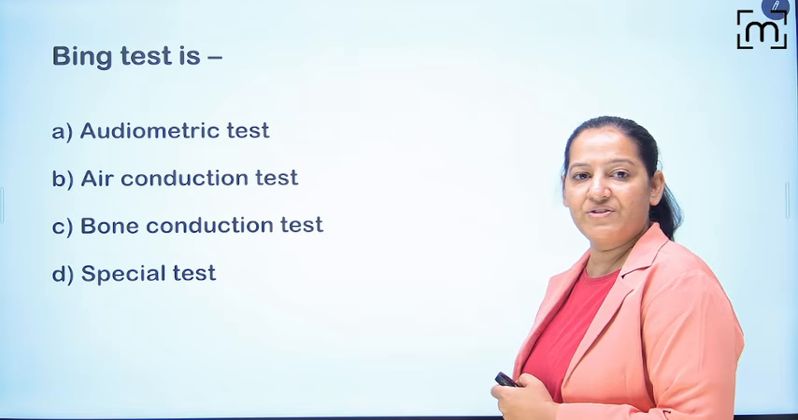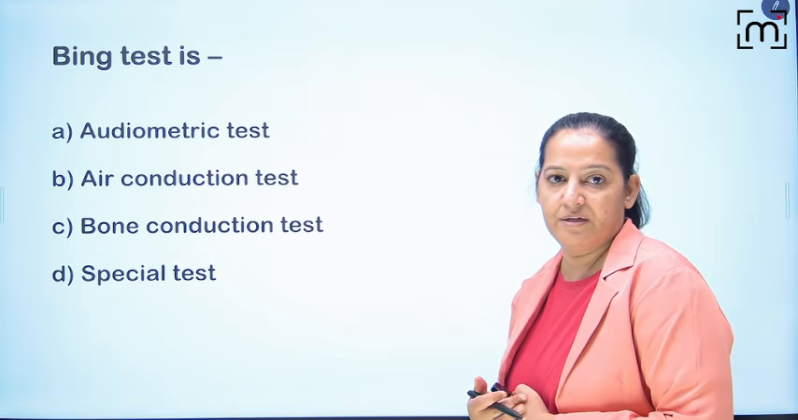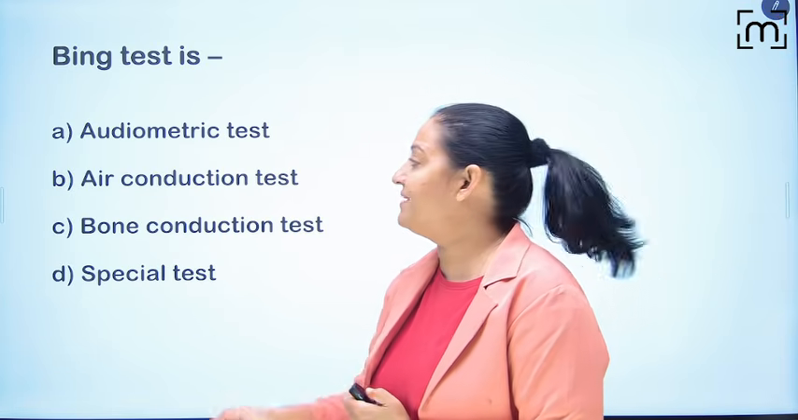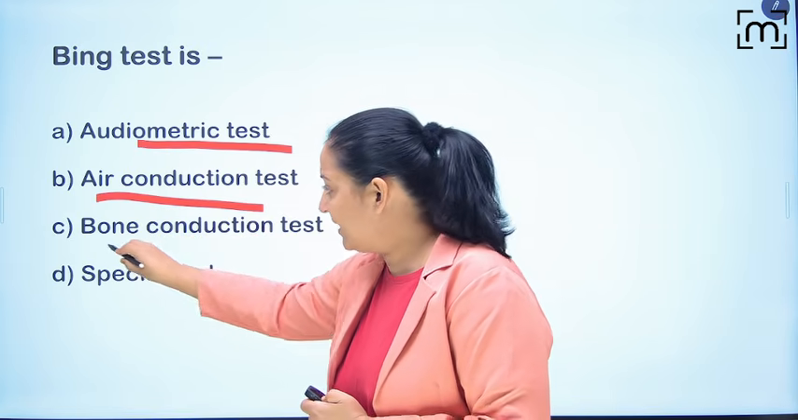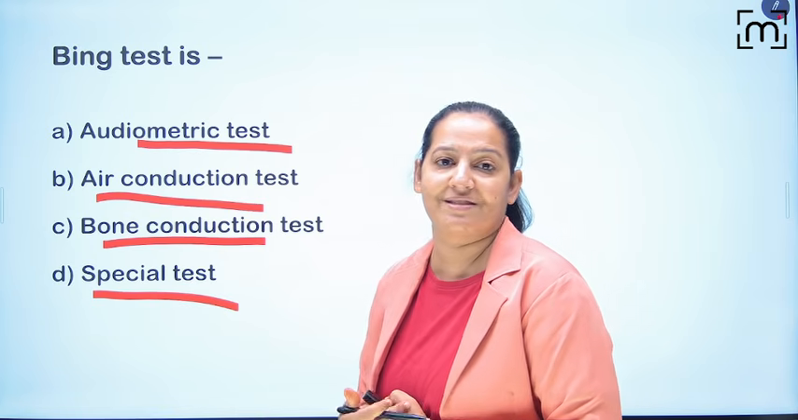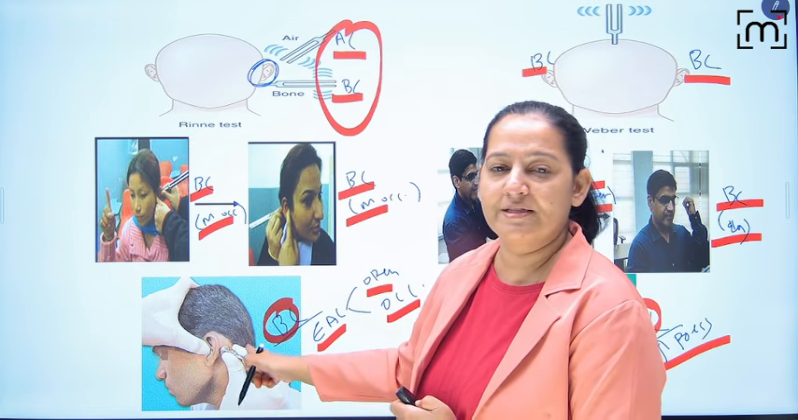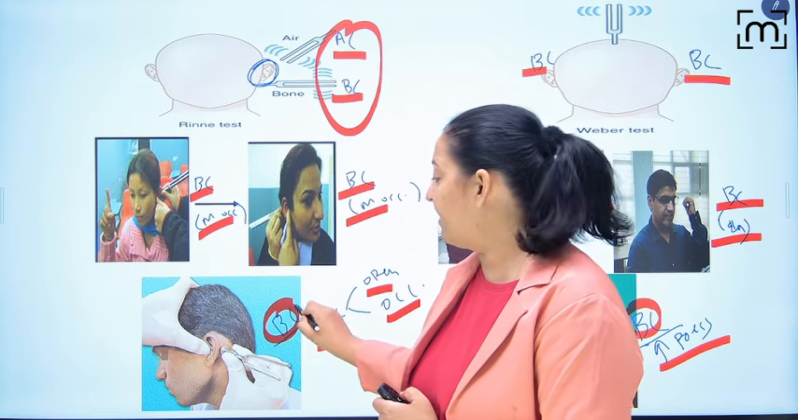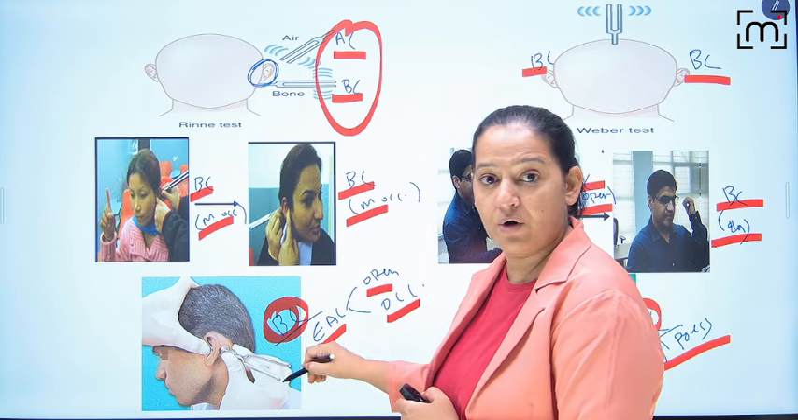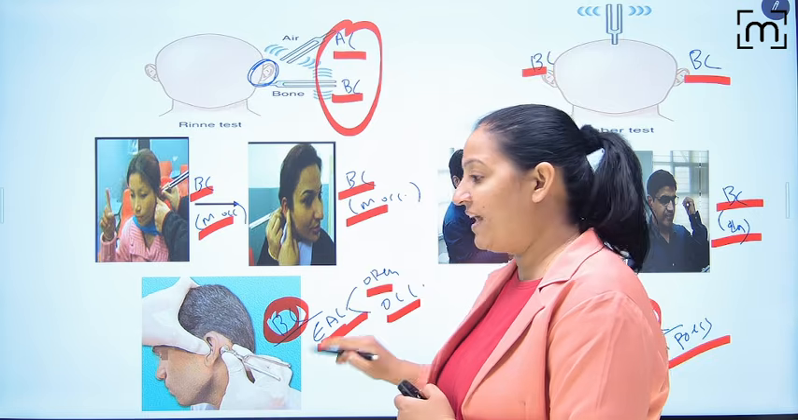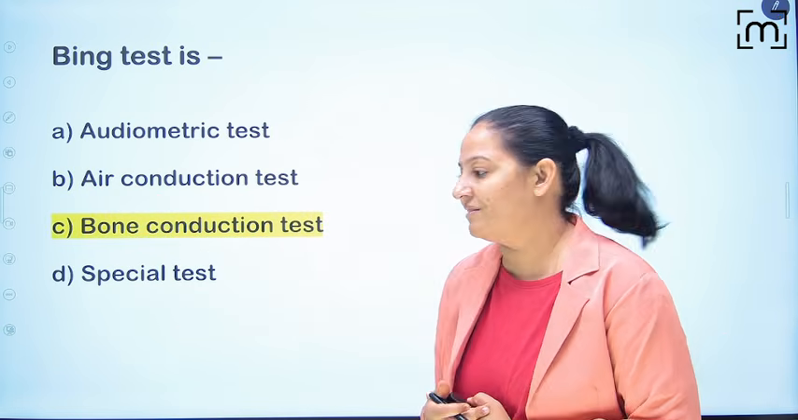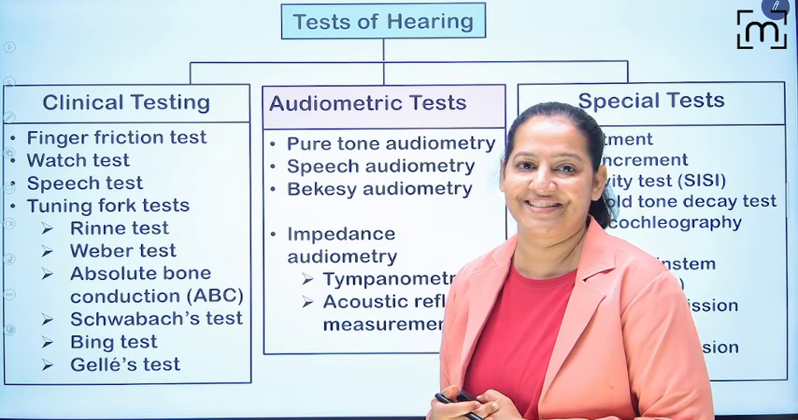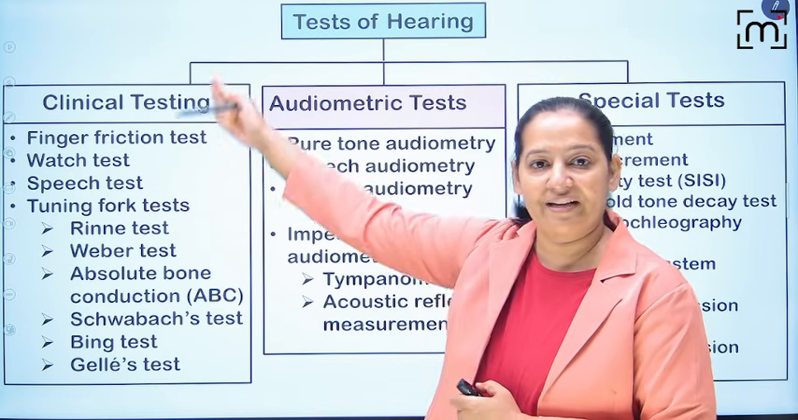Okay, the next question is in front of you. Bing test is what? In Bing test, we test what? It's an audiometric test. We test AC, we test BC, or it's a special test. What is Bing test? I told you, no? This one is Bing test. So what are we doing? We are testing BC. The effect of occluding and opening EAC on BC. Yes. So the correct answer is C and you all are right. Okay. So we are done with the clinical tests.